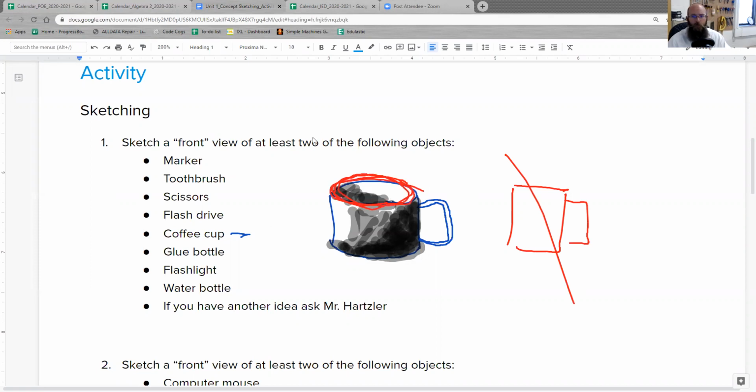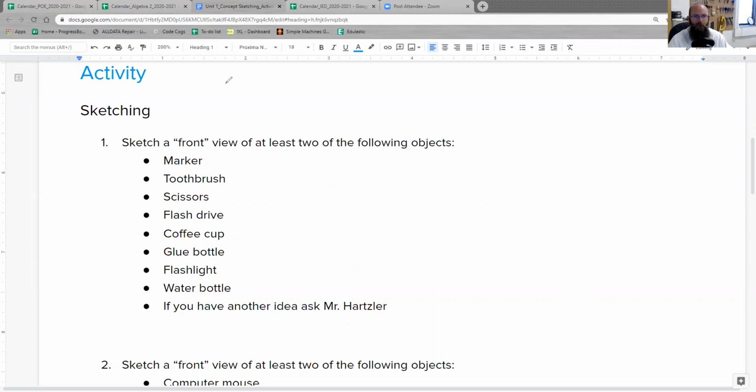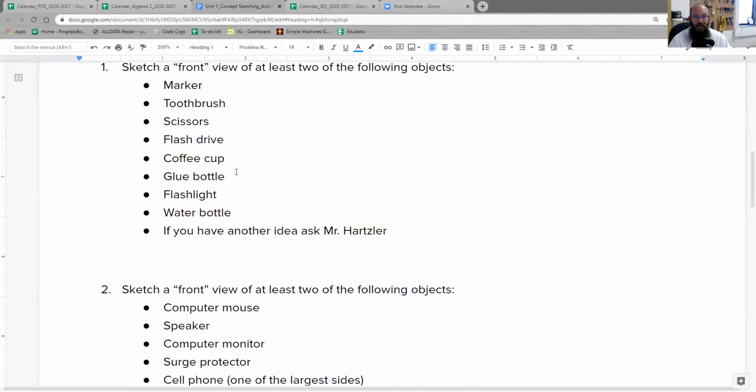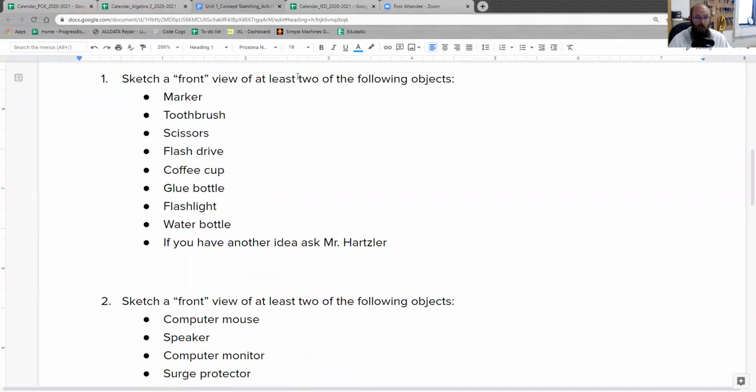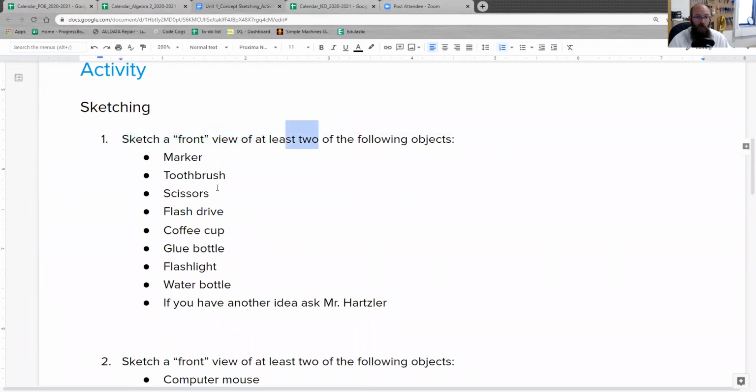And I have some options down here for you to draw, right? You can pick any of these, but you're picking two of those things, okay? Two of any of these things. And if you have some other ideas, in general here, we're looking at some kind of cylinder, okay? That's the main point in this group one.